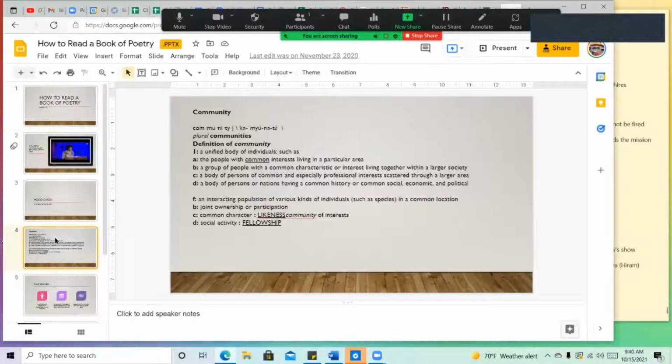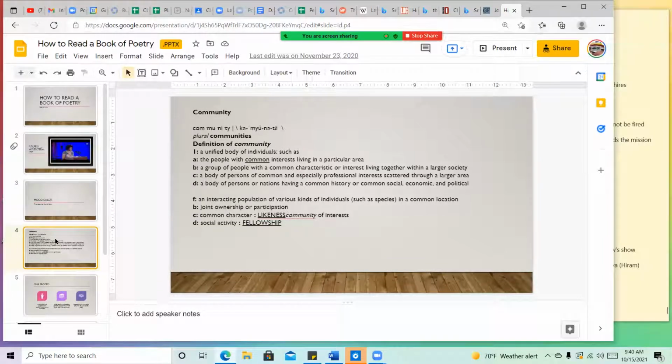So one of the first things we talked about was the definition of community, which means a unified body of individuals, the people with common interests living in a particular area, the group of people with a common characteristic or interest living together within a larger society, a body of persons of common and especially professional interests scattered through a larger area, a body of persons or nations having a common history or common social, economic, and political ties, an interacting population of various kinds of individuals in a common location, joint ownership or participation, common character, likeness, social activity, fellowship.